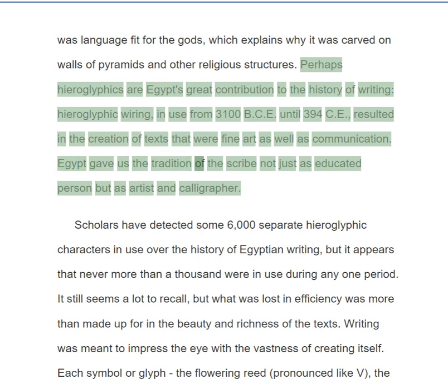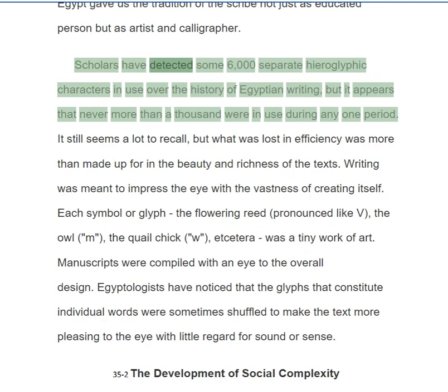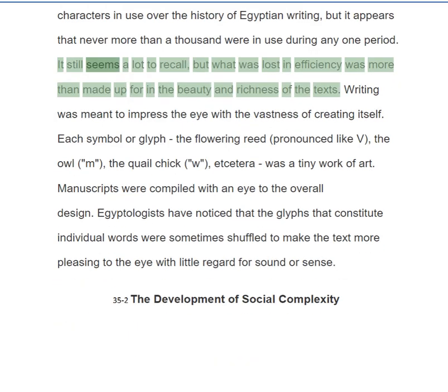Egypt gave us the tradition of the scribe not just as educated person but as artist and calligrapher. Scholars have detected some 6,000 separate hieroglyphic characters in use over the history of Egyptian writing, but it appears that never more than 1,000 were in use during any one period. It still seems a lot to recall, but what was lost in efficiency was more than made up for in the beauty and richness of the texts.